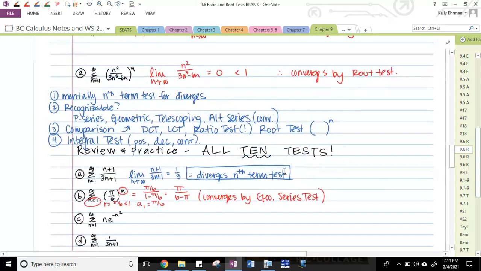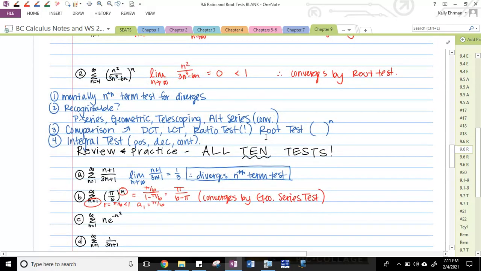Let's make a note. Which tests give me an actual sum? P series does not. P integrals did in chapter 8, but geometric gives me a sum, telescoping gives me a sum, and that's it, right? Only two that give sums.